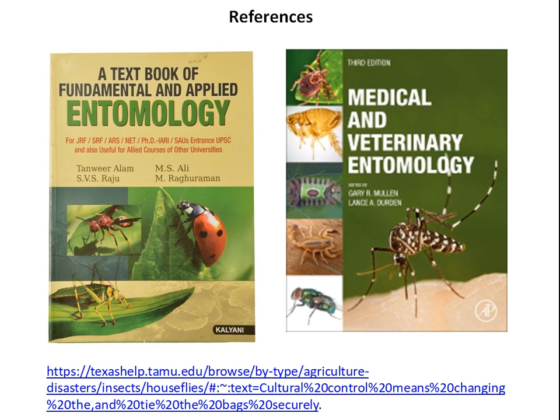So dear students, this is all about how to control the housefly Musca domestica in the residential environment to prevent most of the diseases which are carried by Musca domestica as a mechanical vector. So this is the reference material along with the link given.